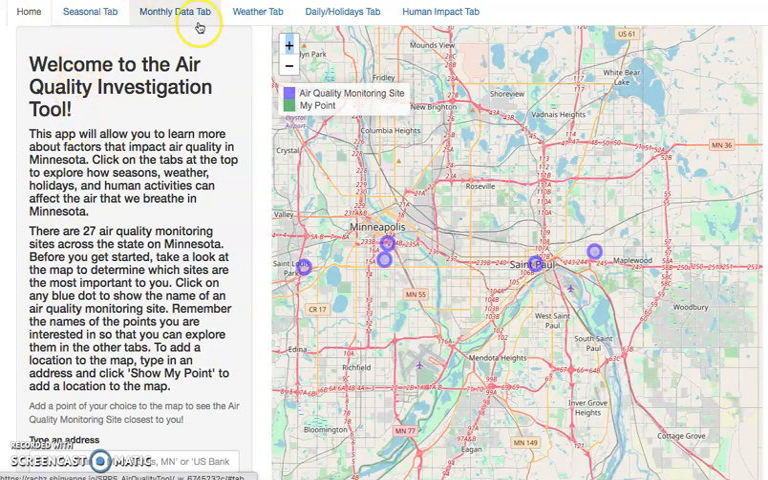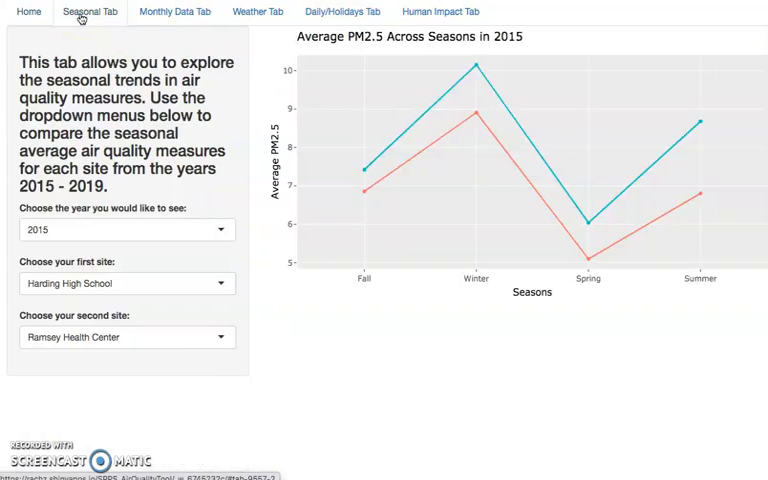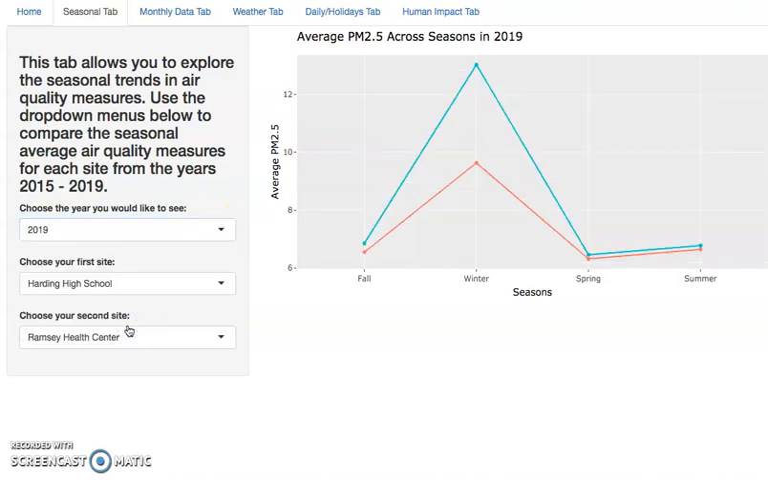So we have a bunch of different tabs that we can investigate, and today we're just going to look at the seasonal tab. So here in the seasonal tab, it automatically generates this first sample plot for you. And it says average PM 2.5, so that's the particulate matter 2.5, the air pollution of that size, across seasons in 2015. And I'm actually going to switch to looking at 2019 because that's a little bit more recent, a little closer to now. You can use whatever year you'd like when you do your investigation next week.